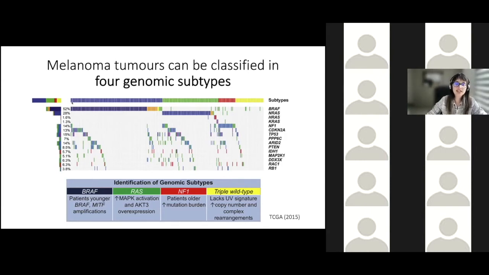And what you see here is in each column is a different tumor. So in this publication by the TCGA about 6 years ago, they studied 333 melanoma tumors. And so that's each column, and each row is a different gene, as you see here, the names of the genes. So if you see a colored square, that means that that tumor has a mutation in the gene. So you can see that about 50% or a bit more of these melanoma tumors have mutations in this gene called BRAF.